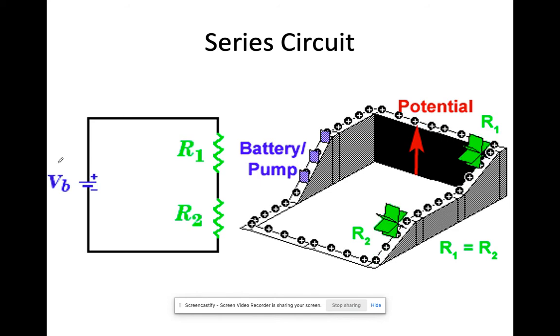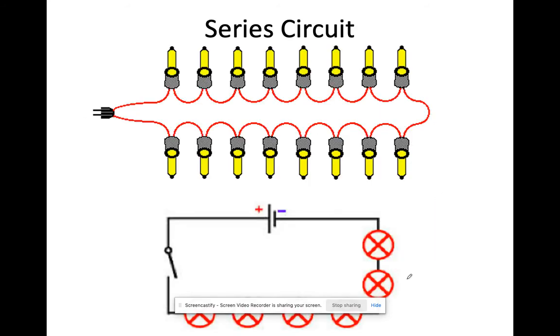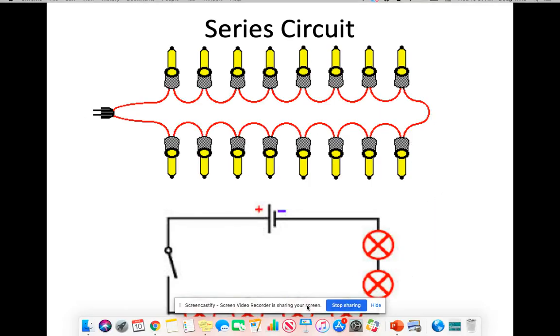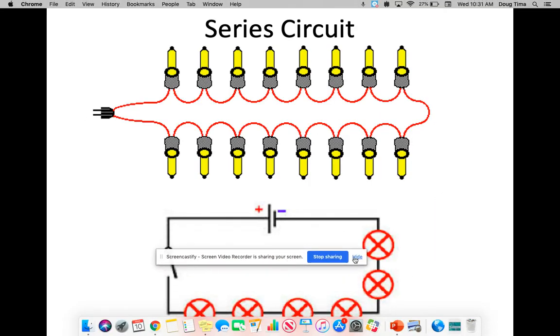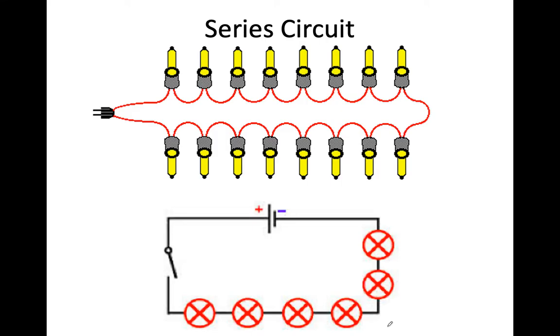This is a picture of our series circuit. Here's our schematic drawing, and here's what it would look like. You have to go through both resistors. This is what old school Christmas lights used to do. If one of these lights broke, the whole strand went out, and you'd have to find each light bulb and all that kind of stuff. Again, schematic drawing versus actual drawing.